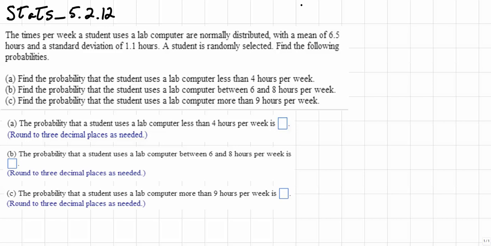The times per week a student uses a lab computer are normally distributed, with a mean of 6.5 hours and a standard deviation of 1.1 hours. A student is randomly selected. Find the following probabilities. A.